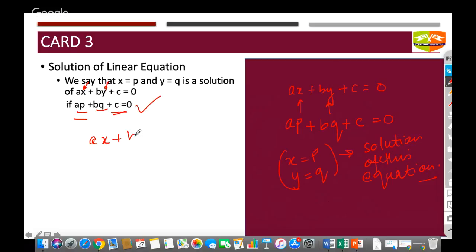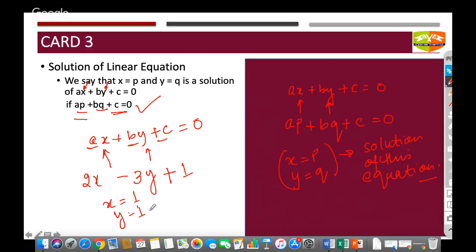If I need to put it in words, the values of x and y such that upon replacing x and y with p and q in the linear equation ax plus by plus c is equal to 0, ap plus bq plus c becomes equal to 0. If the answer given to me is 0, that becomes the solution of the linear equation. So suppose I have 2x minus 3y plus 1, and if I put x is equal to 1 and y is equal to 1 here, what happens is 2 into 1 minus 3 into 1 plus 1. So this comes out to be 2 minus 3 plus 1, which is 3 minus 3, and that is equal to 0.